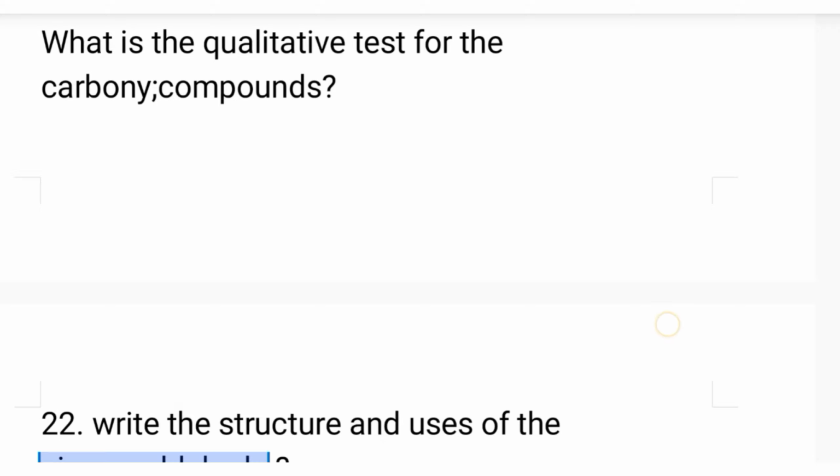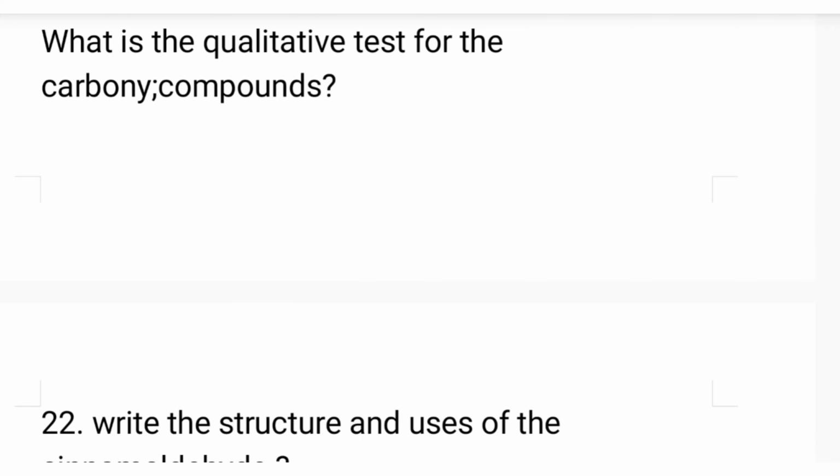Okay, what is the qualitative test for carbonyl compounds? The qualitative tests are there only for alcohols, carbonyl compounds, carboxylic compounds, and the aliphatic amines. So read all these qualitative tests. And while writing a qualitative test, you should mention the end color, the reagents you have used, and the final result. That's enough for this.